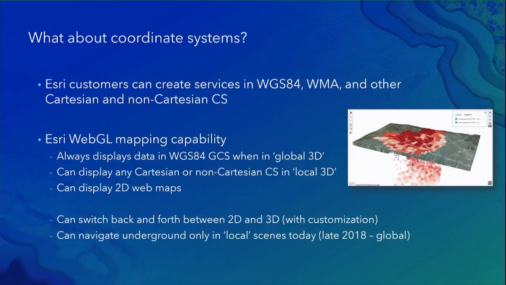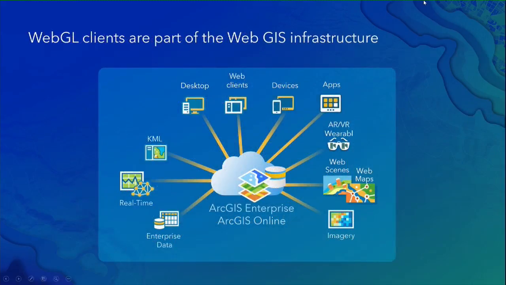Let's see, what else do I want to hit? Yep, we can display 2D web layers and web maps using WebGL. You can switch back and forth between 2D and 3D. This is possibly the first show where I haven't gotten that question. But we have a lot of examples of people doing that now. It's typically done through customization. And you can navigate underground in local scenes, so the Cartesian and other planar scenes today. And I think you guys are trying to make that happen for later this year or early next. And global scenes, yes. In global scenes, right.